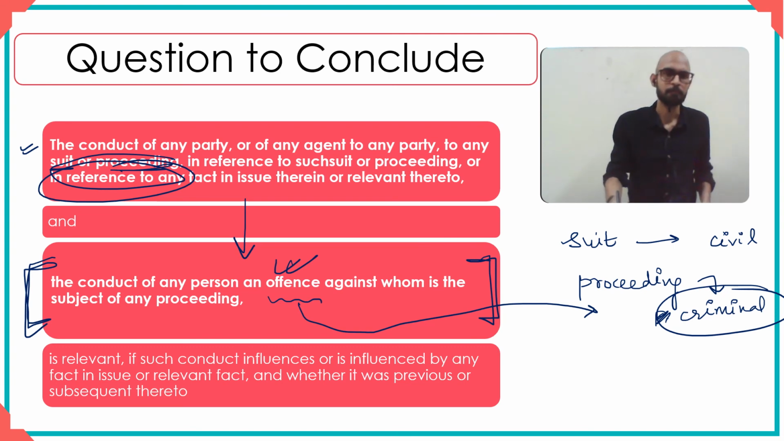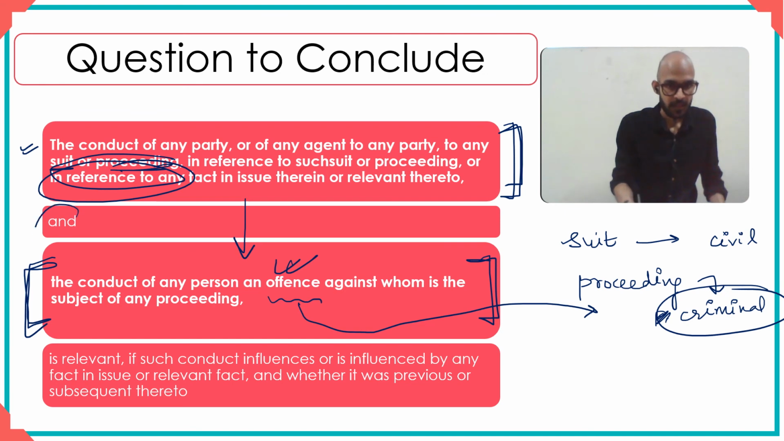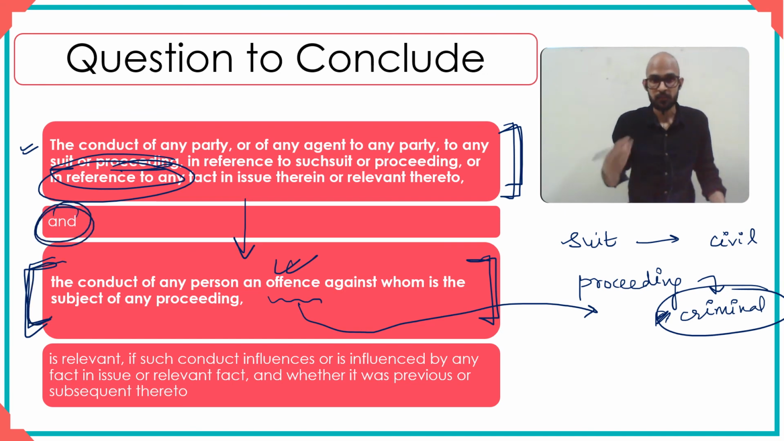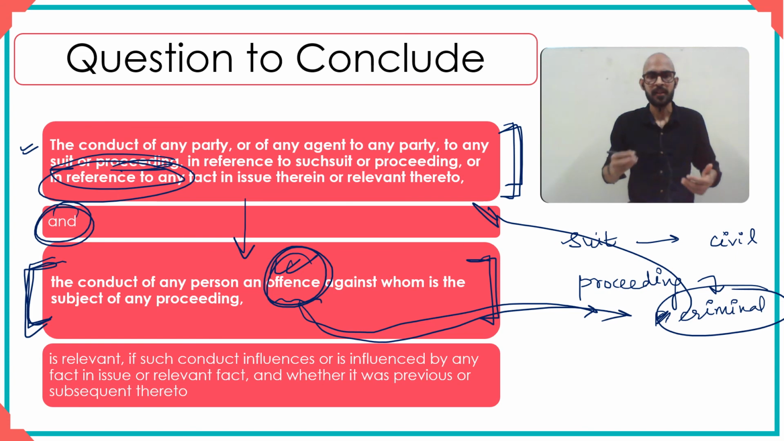I'll repeat the question for you. Here, you see that the provision talks about the conduct of parties, right? In any suit or proceeding, which means that it contemplates both civil as well as criminal matters. Then there's an and then it talks about someone else, another kind of person whose conduct becomes relevant. My question to you is, here it appears to be talking about offense, right? And offense is talking about criminal, which has already been discussed here. So what is it that is contributed? What is the new thing that has been given by this part? Let me know in the comment section.